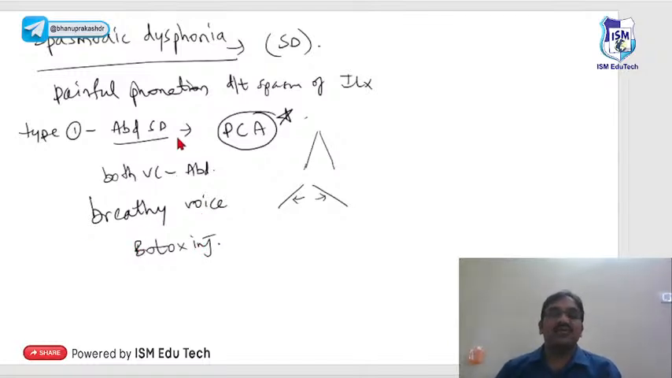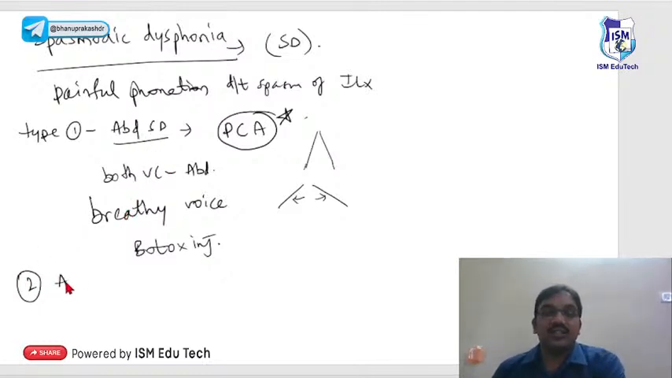If you understand what exactly the posterior cricoarytenoid is doing, you can easily understand the position of the vocal cords in abductor spasmodic dysphonia, and what happens to the voice if the vocal cords are lying in that position. You understood? To bring them to normal, you have to relieve the spasm of the abductor muscle, the posterior cricoarytenoid. So local Botox injections into the posterior cricoarytenoid will relieve the spasm and normalize the vocal function, right? So this is about spasmodic dysphonia type 1, abductor spasmodic dysphonia.